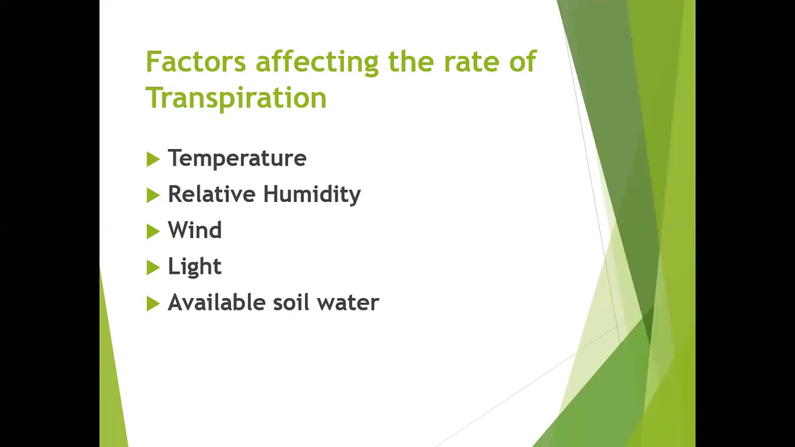Now next is wind. If there is no wind, the moisture laden air around the leaf may not move away, thus raising the humidity of the air. Strong wind will take away the moist air more quickly and help to increase the rate of transpiration.